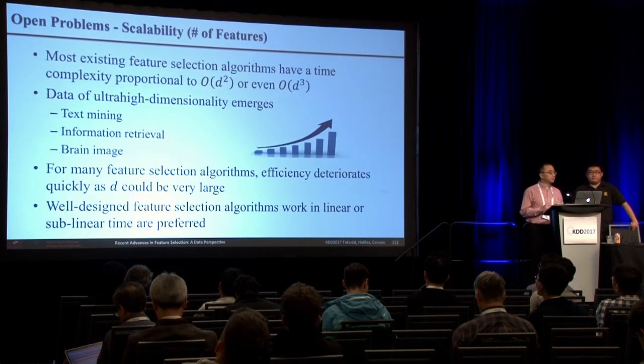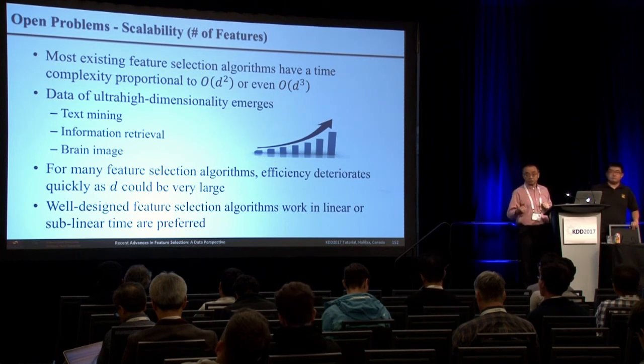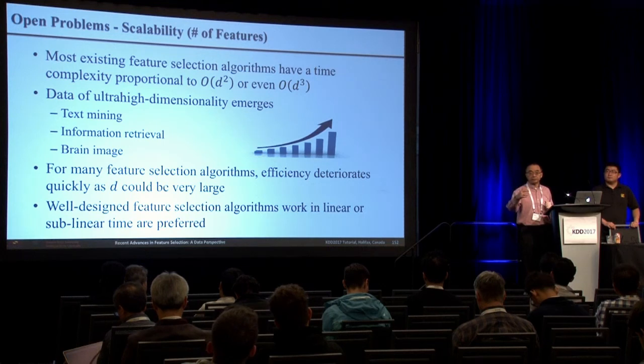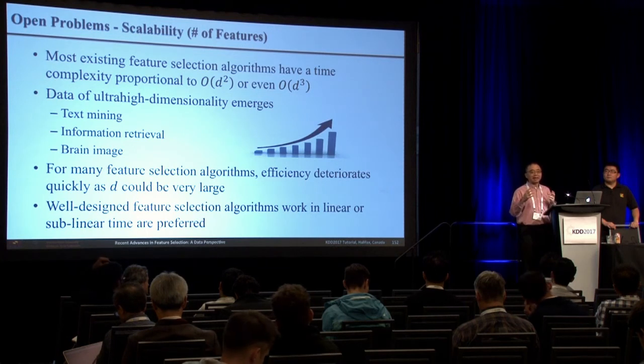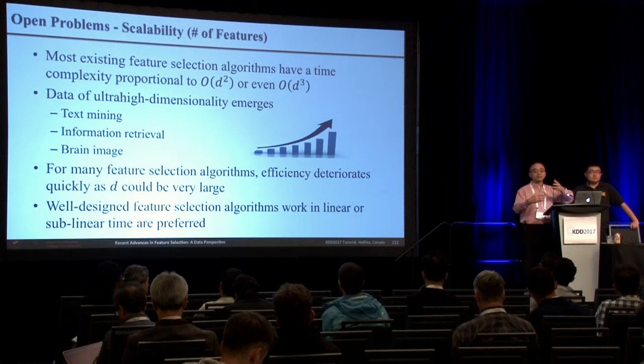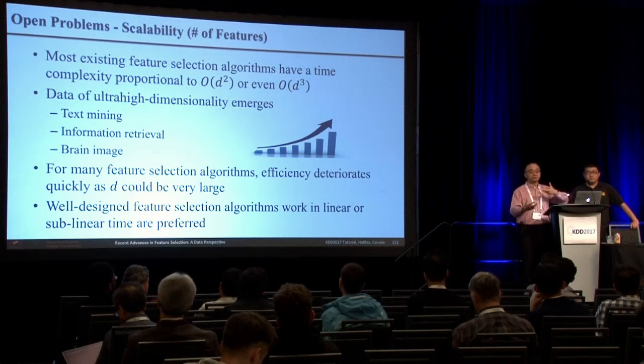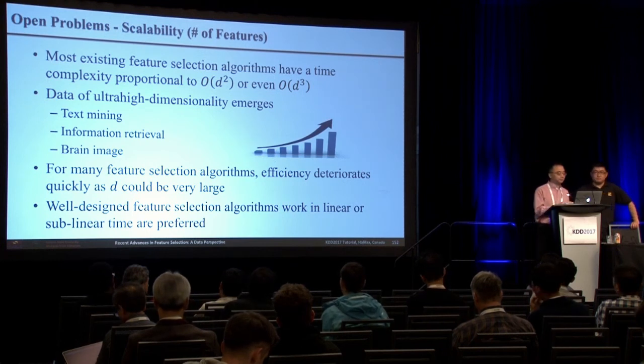The second one is about scalability in the number of features. When you have a lot of features, one person in the audience already asked a question when Jiliang presented his part. It's about the curse of dimensionality. In order to select the features, you still have to make use of the data. So how can you solve this problem?